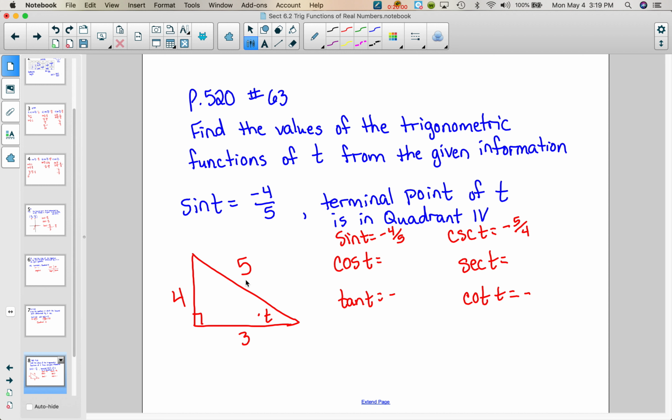Cosine, adjacent over hypotenuse, is 3/5. Secant would be 5/3. Tangent is going to be opposite over adjacent, so negative 4/3, so cotangent would be negative 3/4. Don't forget the t when you do that. Don't just say sine equals or cosine equals. You have to have the angle in there as well.